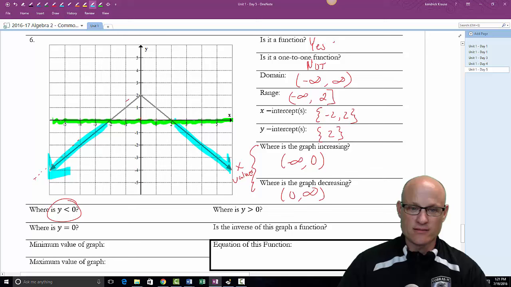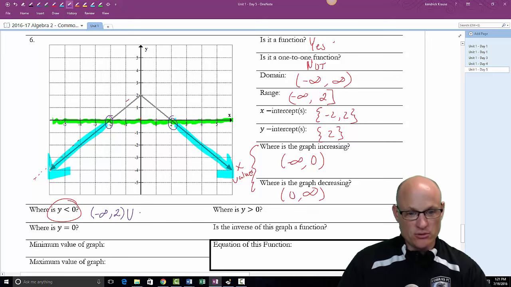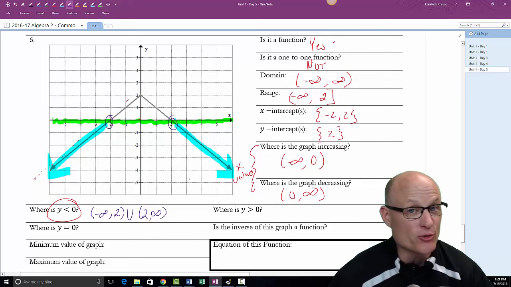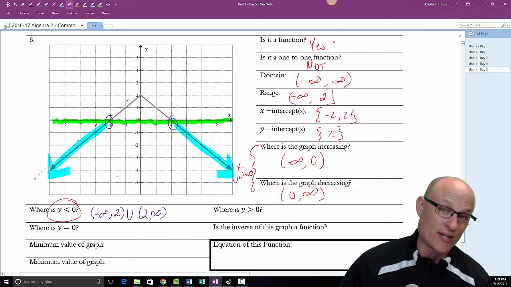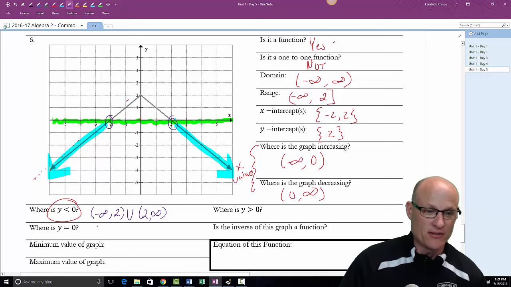And here. So my answer to this question is, where is it negative? It's negative from negative infinity to -2, union 2 to positive infinity. Notice I did not include the 2's because at 2 it's not positive or negative. It's 0. Oh, that's this one. -2, +2.